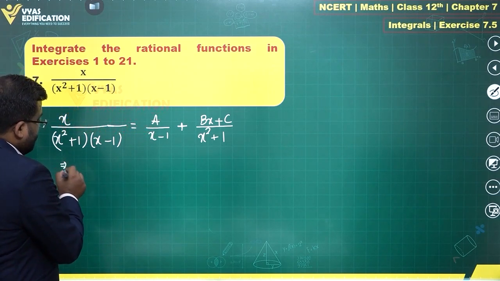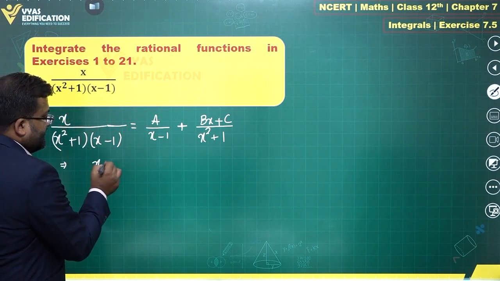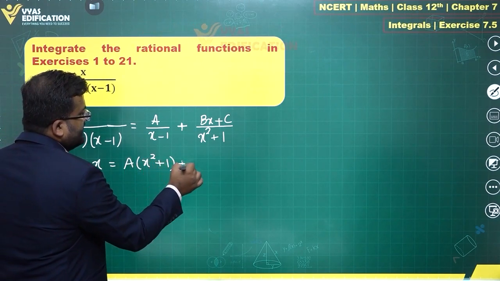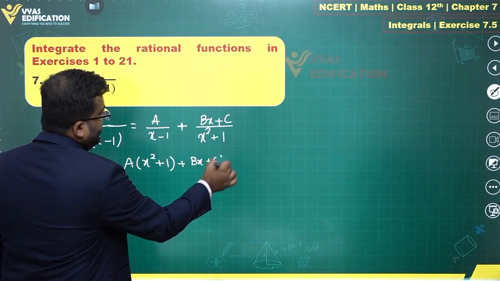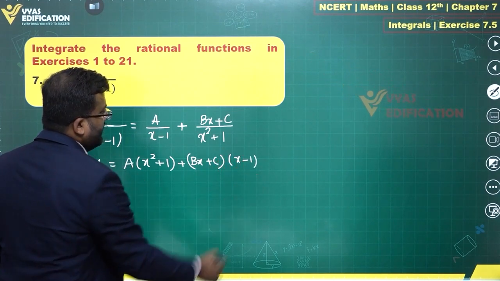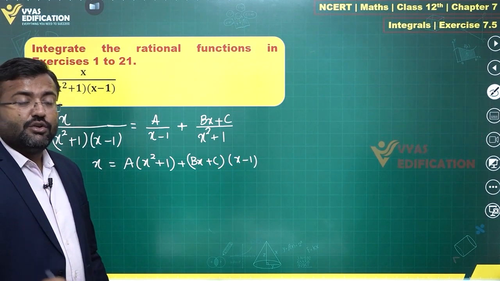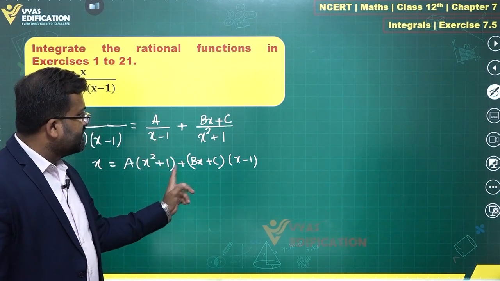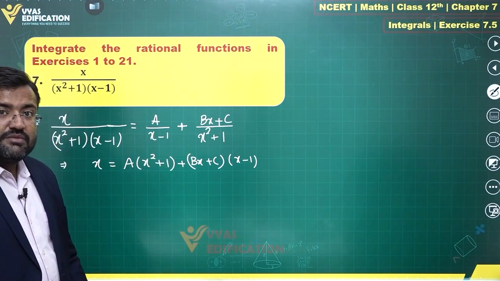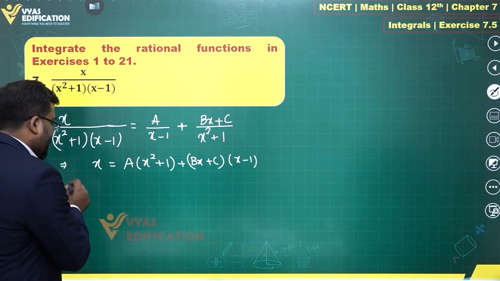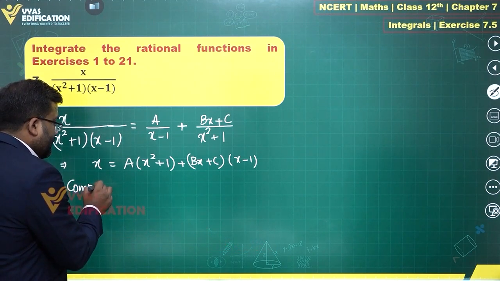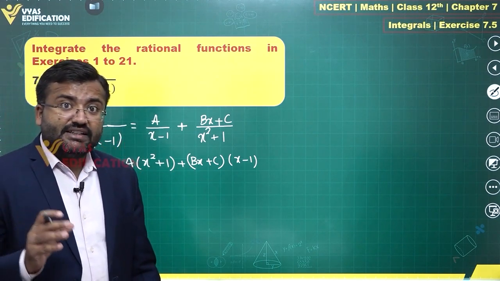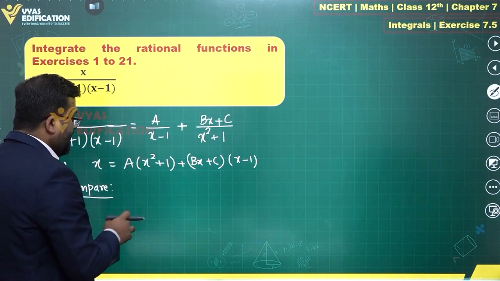This tells me that the numerator x will be equal to A times (x square plus 1) plus (Bx plus C) times (x minus 1). This is on comparison of the numerators. After taking LCM, the denominators get cancelled and you get A times (x square plus 1), plus (x minus 1) times (Bx plus C) in the numerator. Since this LHS is always equal to the RHS, I can compare these two and see where that takes me.